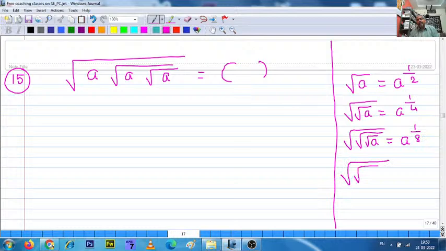Suppose root of root of root of root of a. This will be a to the power of 2 into 2, 4, 4 into 2, 8, 8 into 2, 16. So 1 upon 16 you will write it. Like this it will follow. So it follows like this.